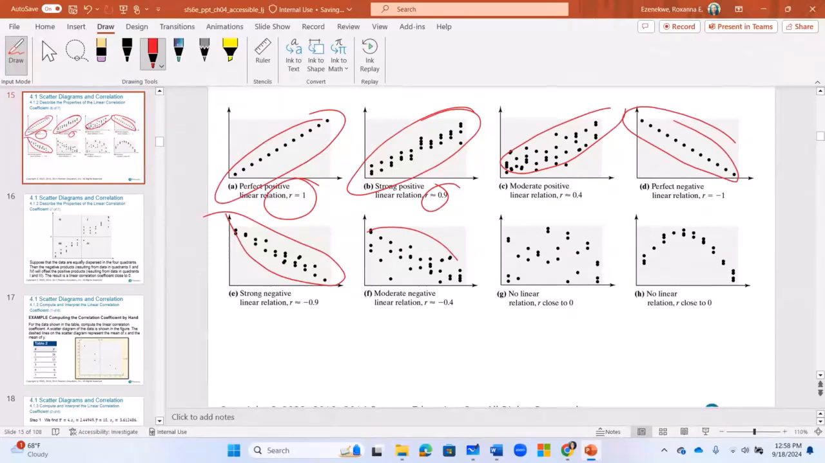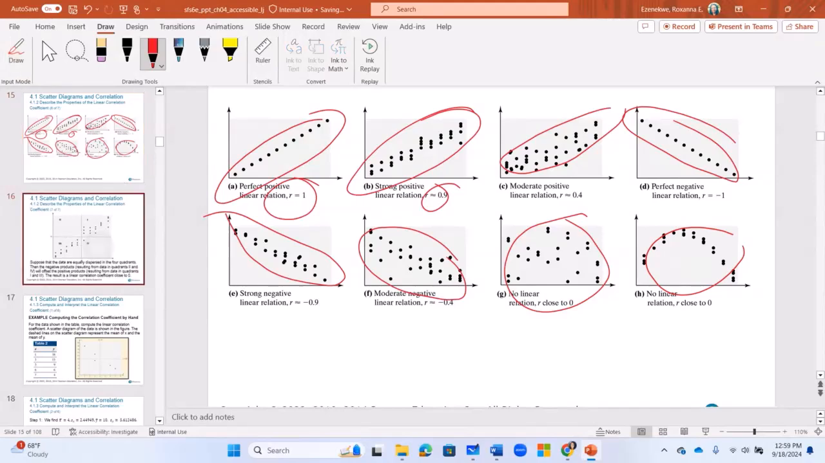And this is not as high, but it's a negative relationship. So we can say it is moderate. This is no linear relationship. Remember, you cannot say no relationship. You're not allowed to say that. Right here, you will say no linear relationship because it's not linear.